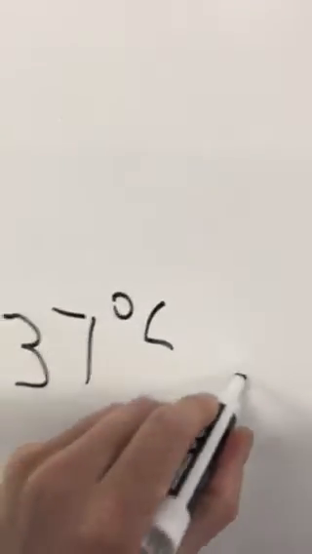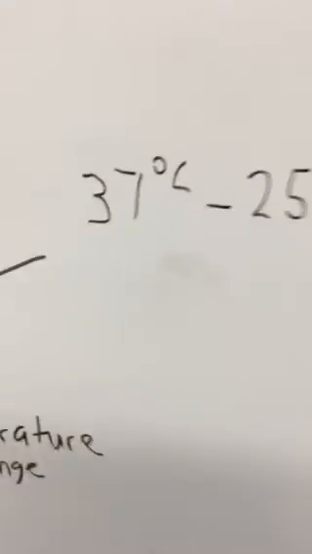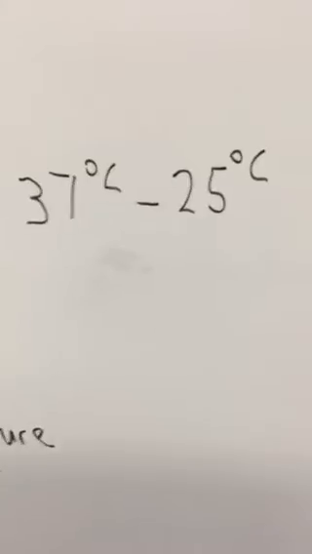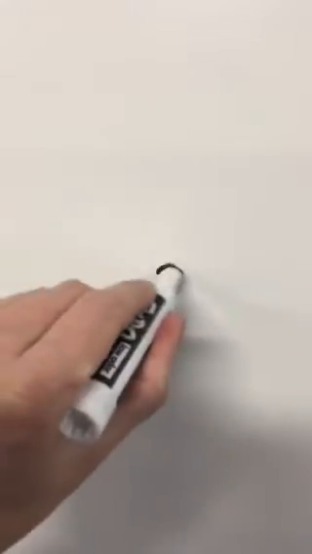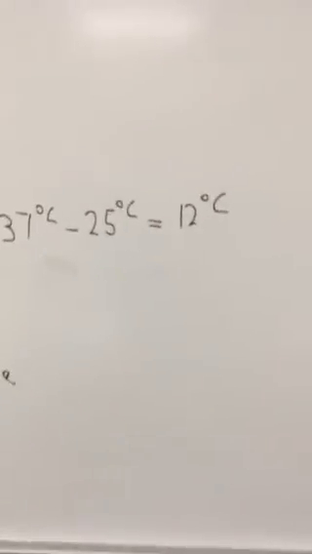So 37 degrees Celsius minus 25 degrees Celsius. All right, 37 minus 25 is 12. So this equals 12 degrees Celsius. So that's the temperature change.